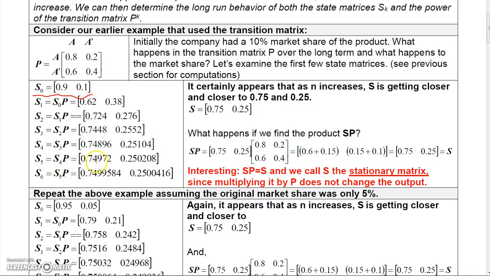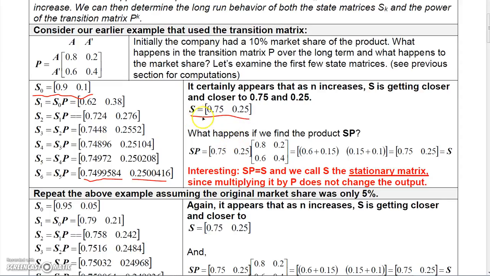We would get 0.74972, 0.25028. And then of course here you can see S6 is 0.7499584, 0.2500. So it looks like it's converging to 0.75 and 0.25, or 3/4 and 1/4. So that's where it looks like it's heading.